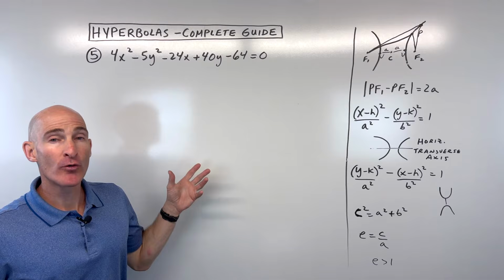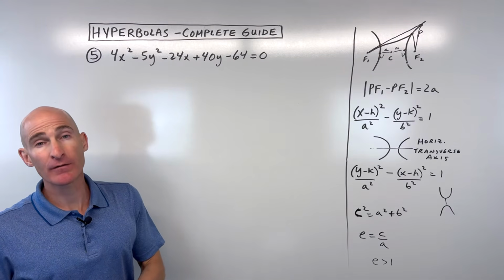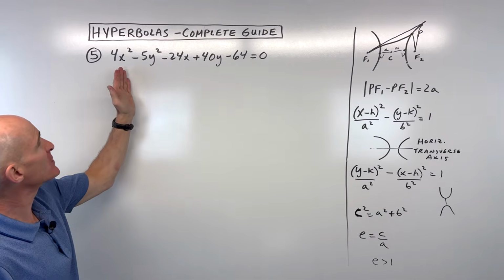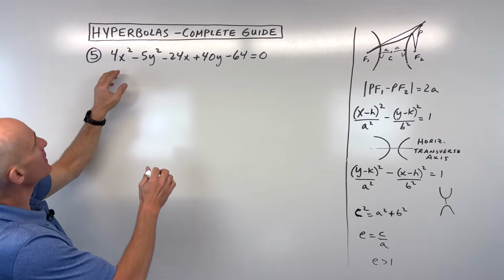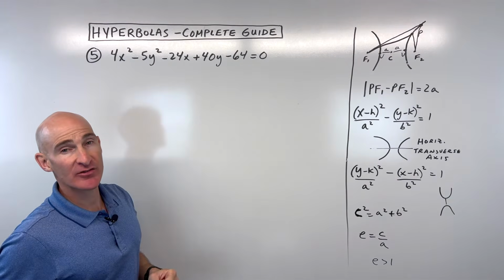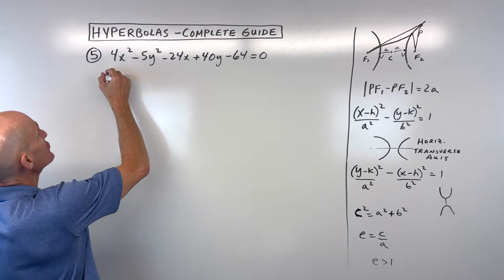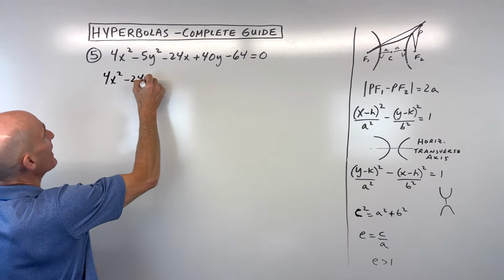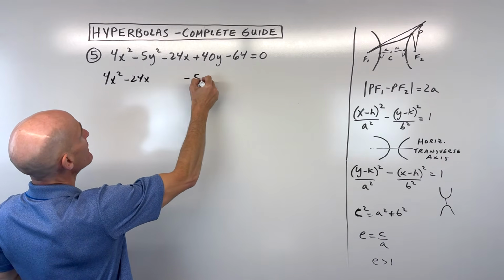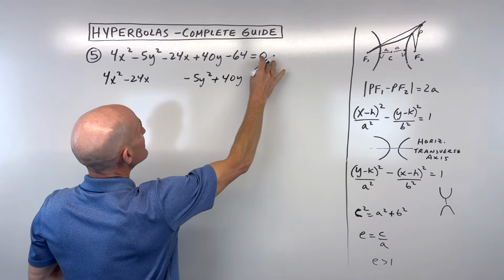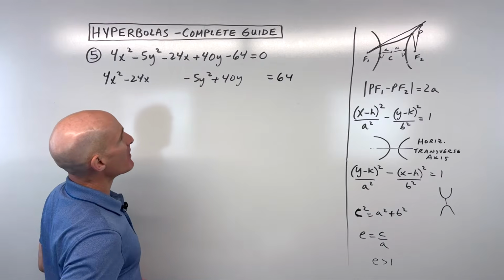Example number 5, we're going to write this hyperbola in the standard form of the equation of a hyperbola, and then we're going to graph it. So the first thing we want to do is group the x's together, the y's together, and move the constant to the other side of the equation. So let's go ahead and do that. So we've got 4x squared minus 24x minus 5y squared plus 40y. Add the 64 over to the right side, that equals a positive 64.